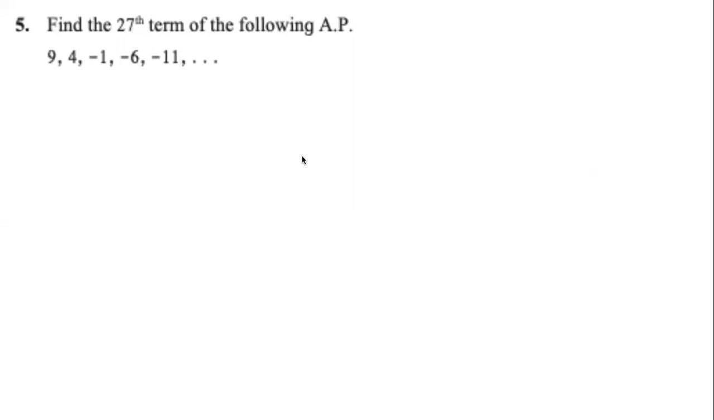This is question number 5 of practice set 3.2 that was part of your homework, where it says find the 27th term of the following AP. So the AP is given. We had to identify A and D, and then using the formula of Tn, we had to find the 27th term. So T27 we had to find.